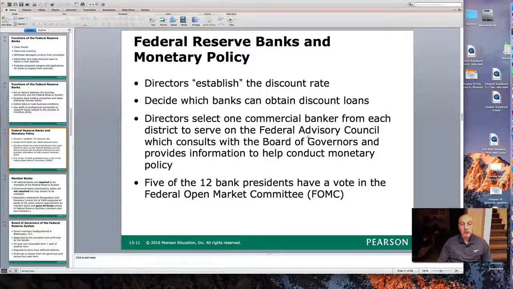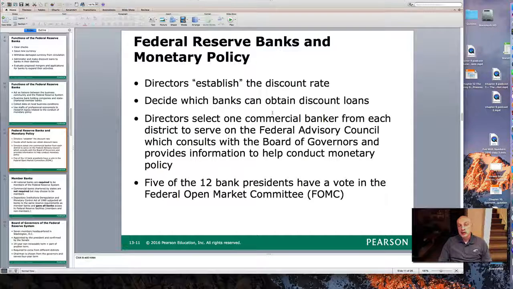The Federal Reserve banks then are also responsible for assisting in the monetary policy of the Federal Reserve. They will help to establish, or they will help to concur on what the discount rate should be. They will also decide which banks in their district can obtain discount loans. Those are loans through the discount window.